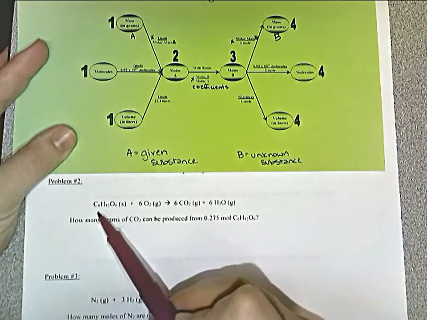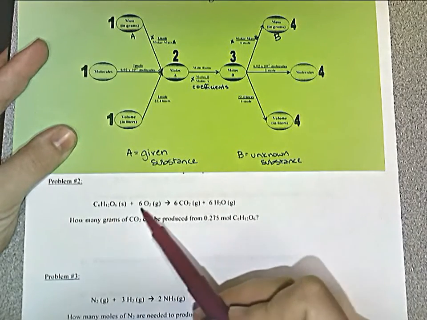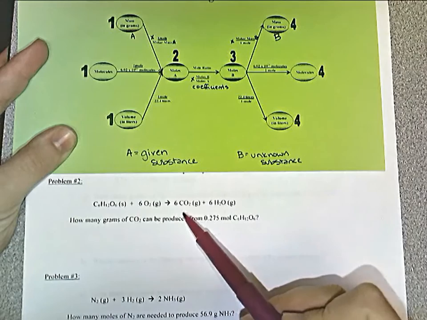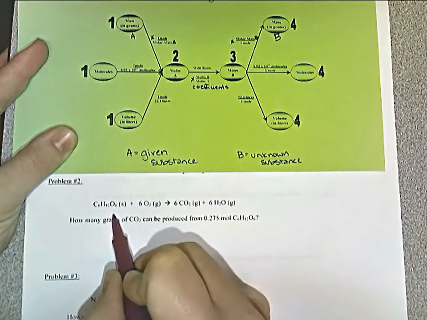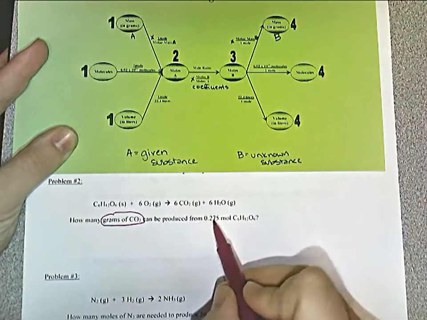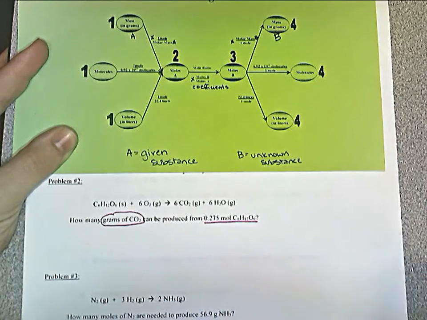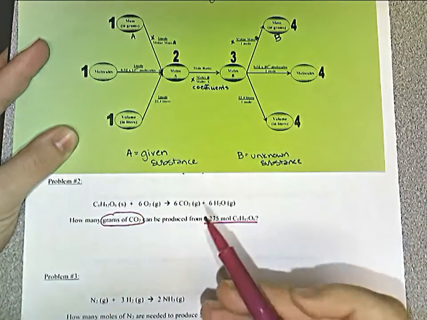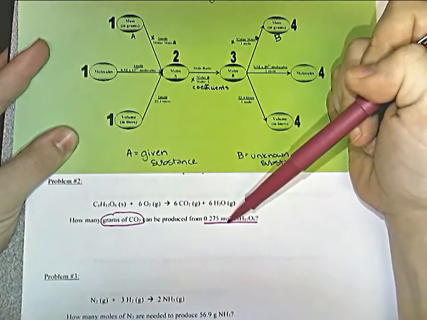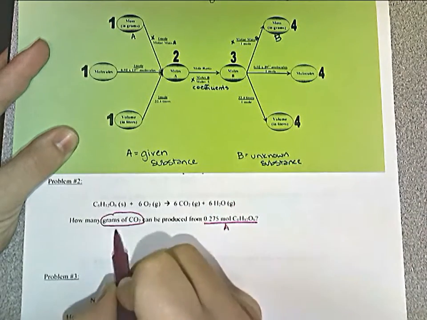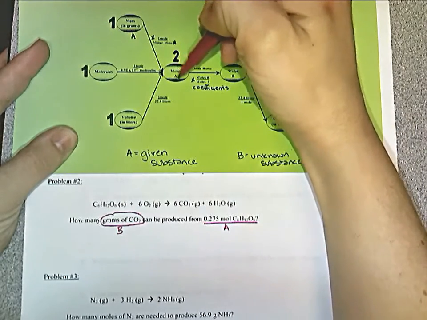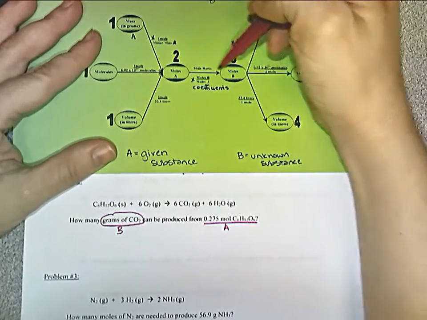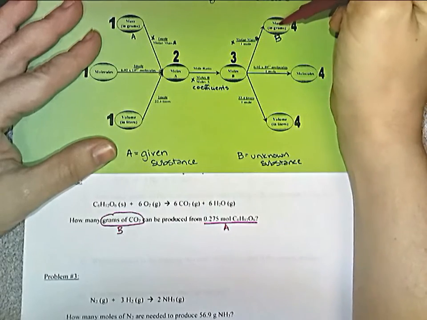Problem number 2 gives me the reaction for glucose combusting, and it gives 6 CO2 and 6 H2O. The question is, how many grams of CO2 can be produced from 0.275 moles of glucose? So if you look here, my A is moles. So I've got to start right here at moles of A. And my B isn't just moles, it's going to be grams.